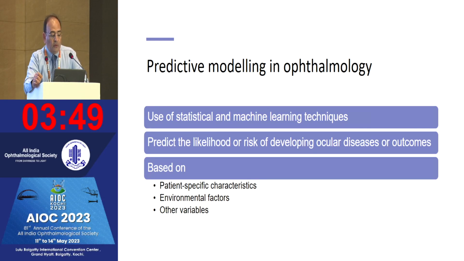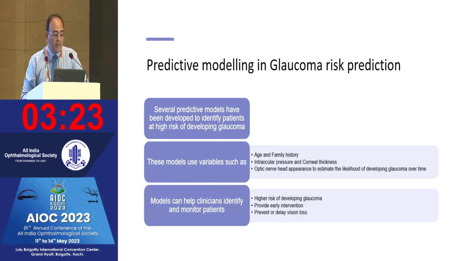Then there's a thing called predictive modeling in ophthalmology. It predicts what is going to happen next based on the logical points. It uses statistical and machine learning techniques to predict the likelihood or risk of developing ocular disease or its outcomes, and it is based on patient-specific characteristics, environmental factors, and other variables.